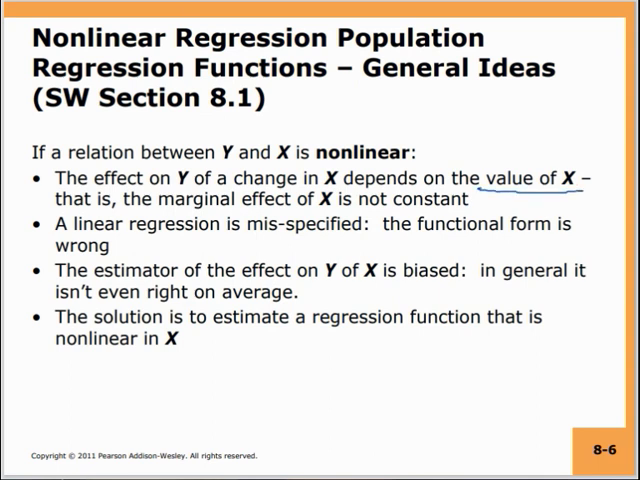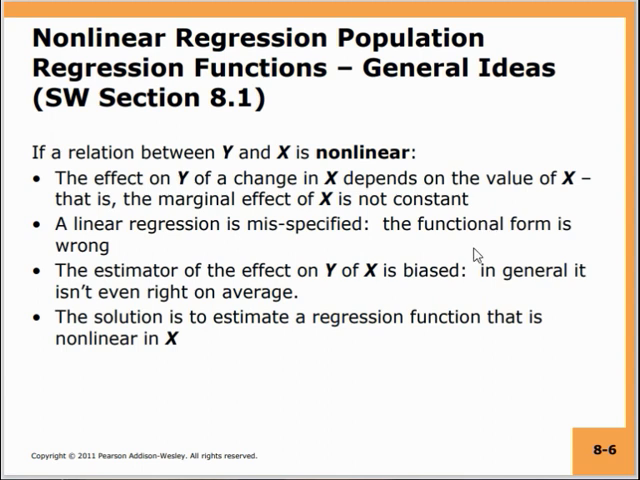If the marginal effect of x is not constant, a linear regression is misspecified, and the functional form is wrong. So the estimator of the effect on y of x is biased. In general, it isn't even right on average. What does it mean? That the beta hat that you will estimate will be biased. Okay, in that particular case, the beta hat will not be the accurate beta hat or the true beta hat. It will be either more than what you estimate or less than what you estimate, depending on the regime of x.